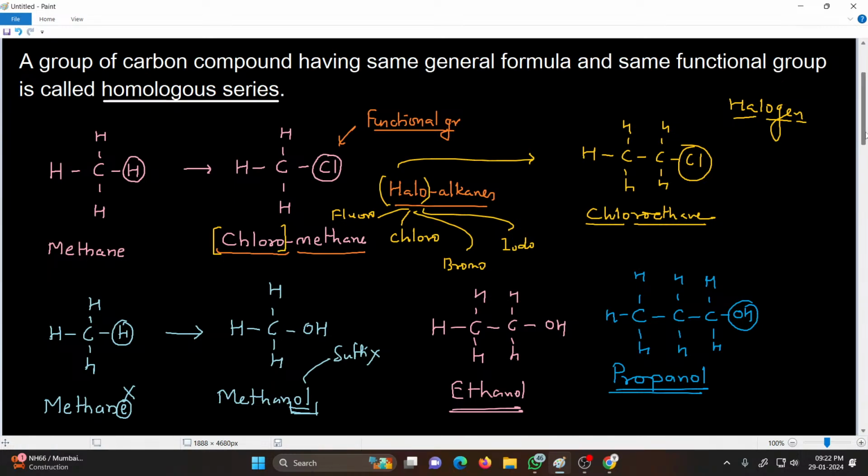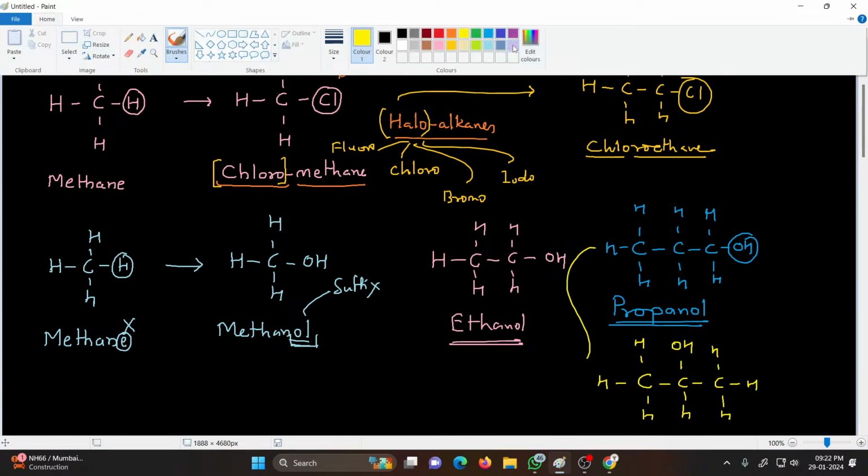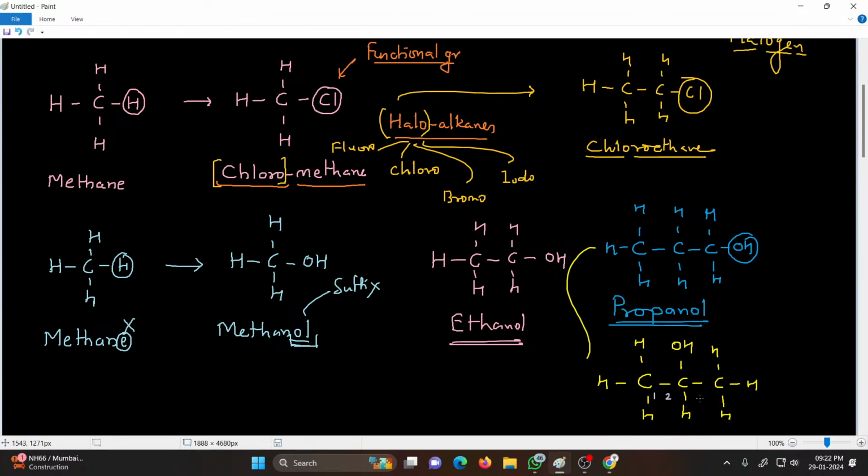But there can be an isomer to this. And what will be that? In the carbon chain, if the hydroxide radical is attached to the middle carbon, then the structure of the compound will be different, even though the chemical formula will remain the same. So how to name this? Here we number the carbon chain as 1, 2, 3 and say the functional group is attached to the second carbon atom. And here 1, 2, 3.